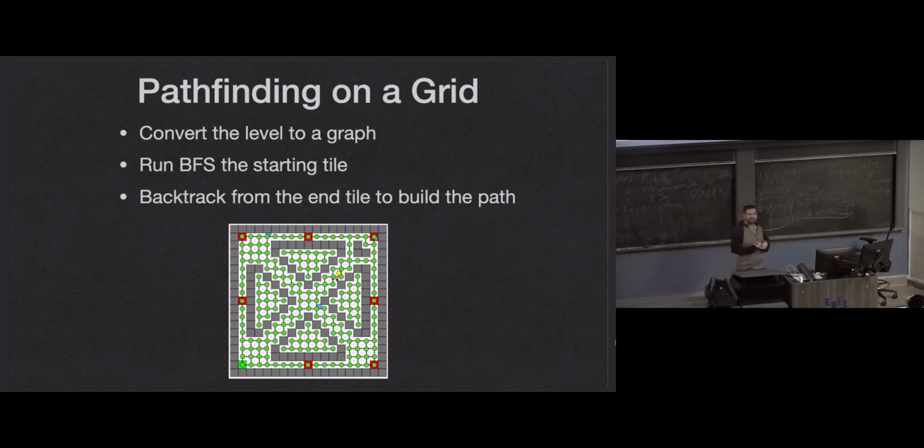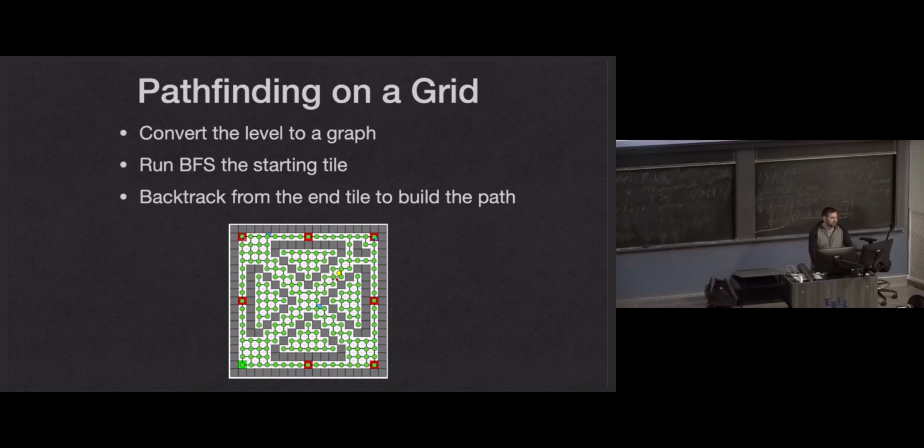You call that level as graph, and what that's going to do is return a graph of grid locations where each node is a non-wall grid location in the game board. Any two nodes are connected by an edge if and only if that's a valid move for the AI to take or a human player to take.